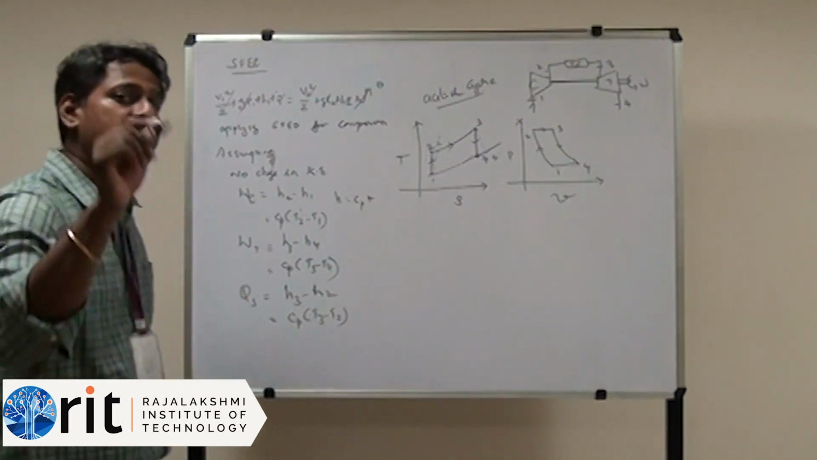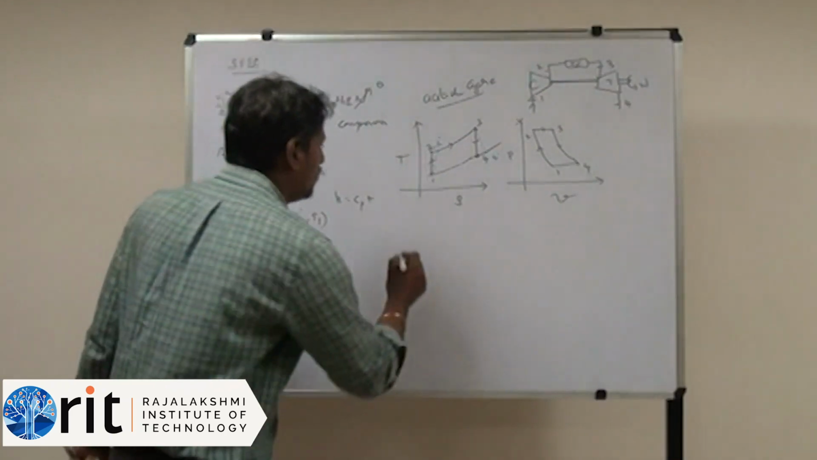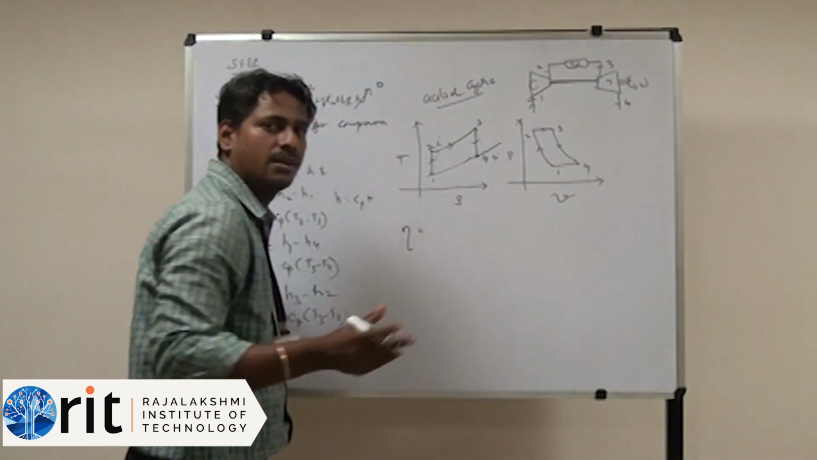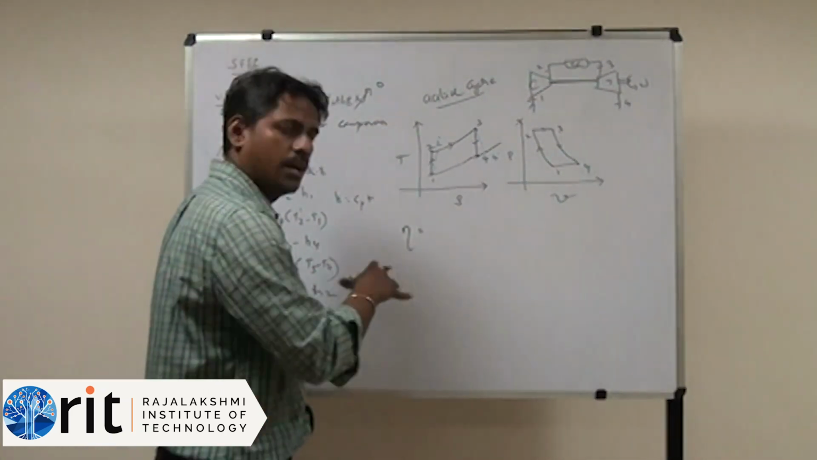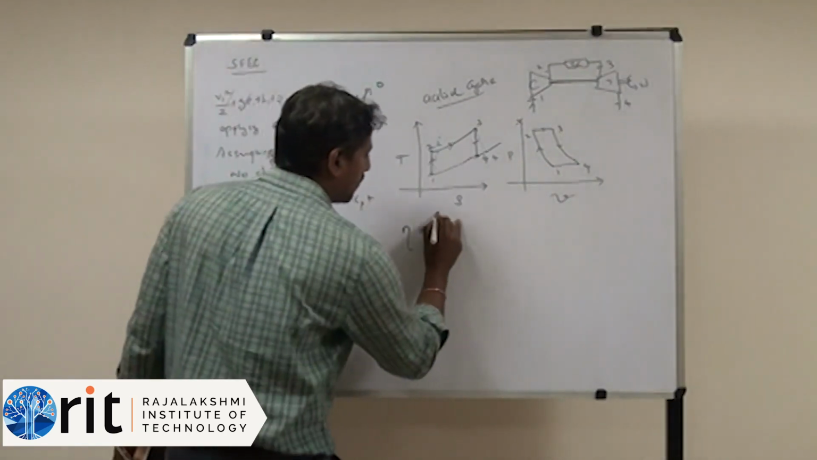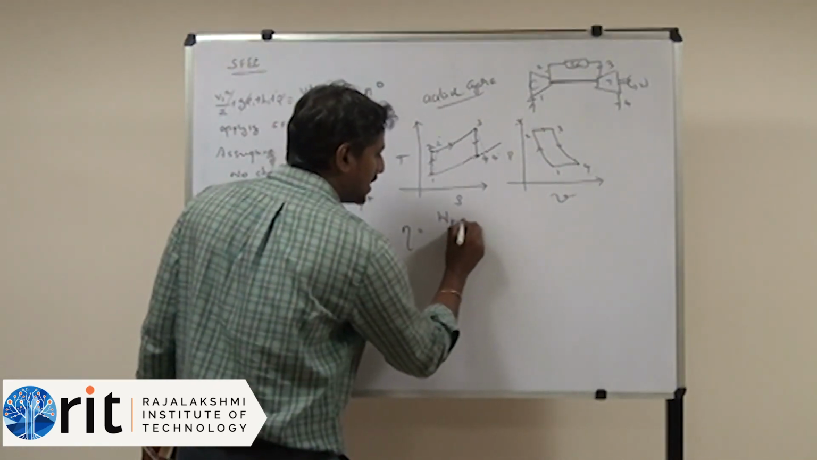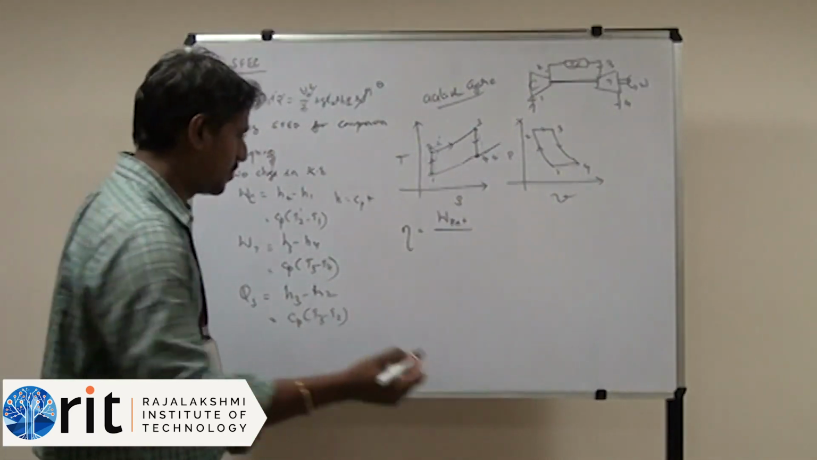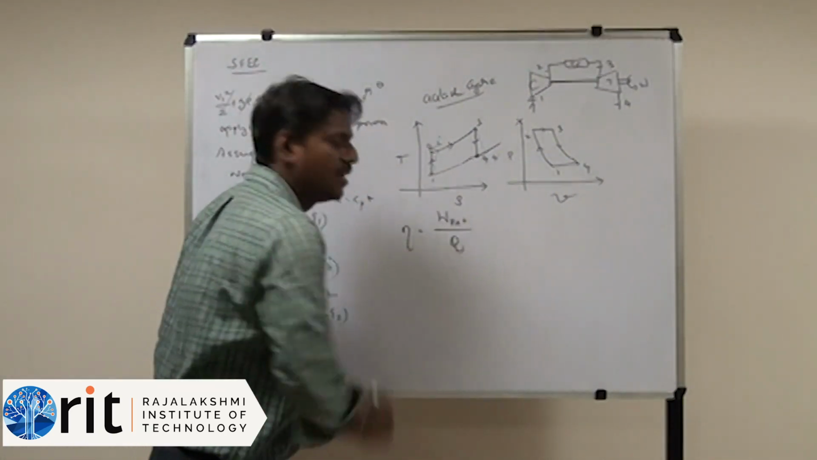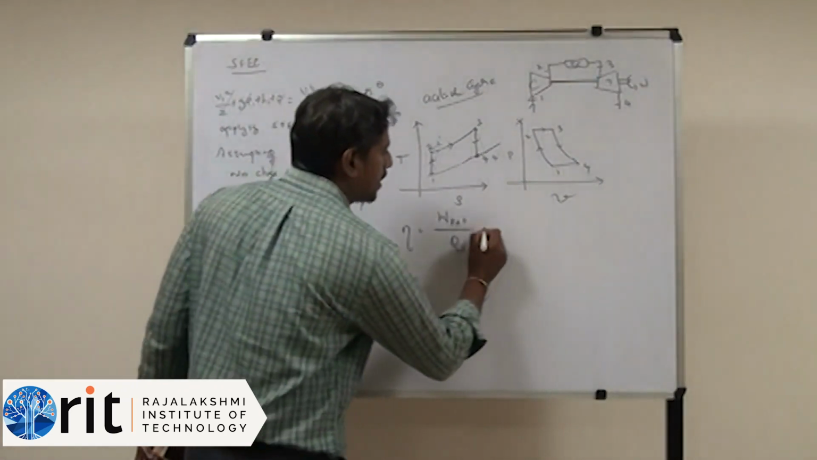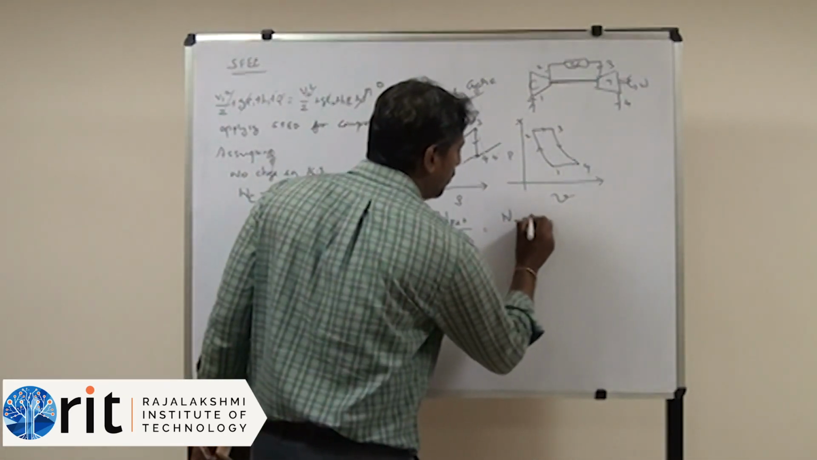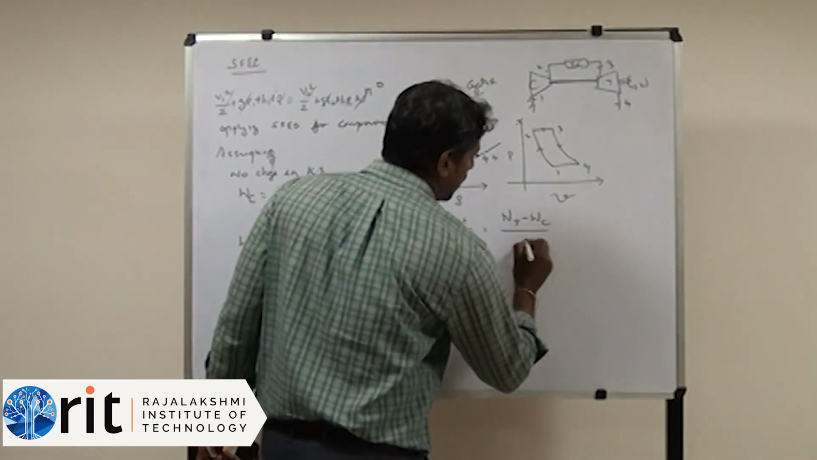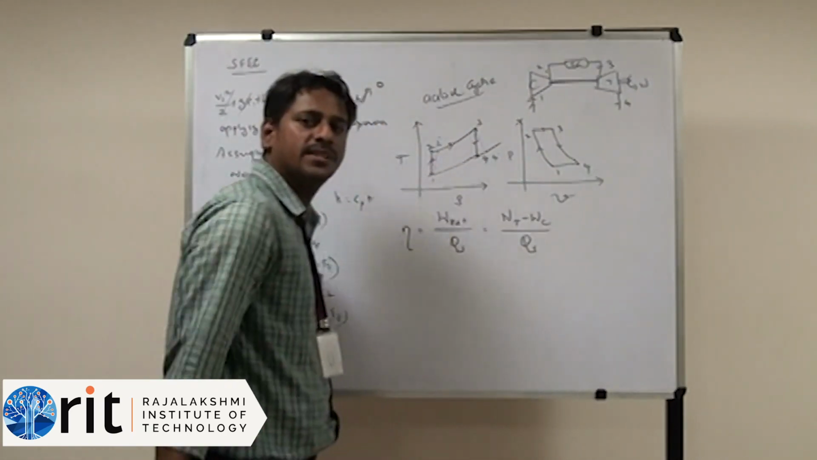Now, what is the efficiency? We know, simply, we can say efficiency is nothing but output divided by input. Here, output is work done, so this is nothing but net work. And what about heat supply? That is simple, QS. We can say input is heat supply. So net work done, we can write it as WT minus WC, divided by QS.